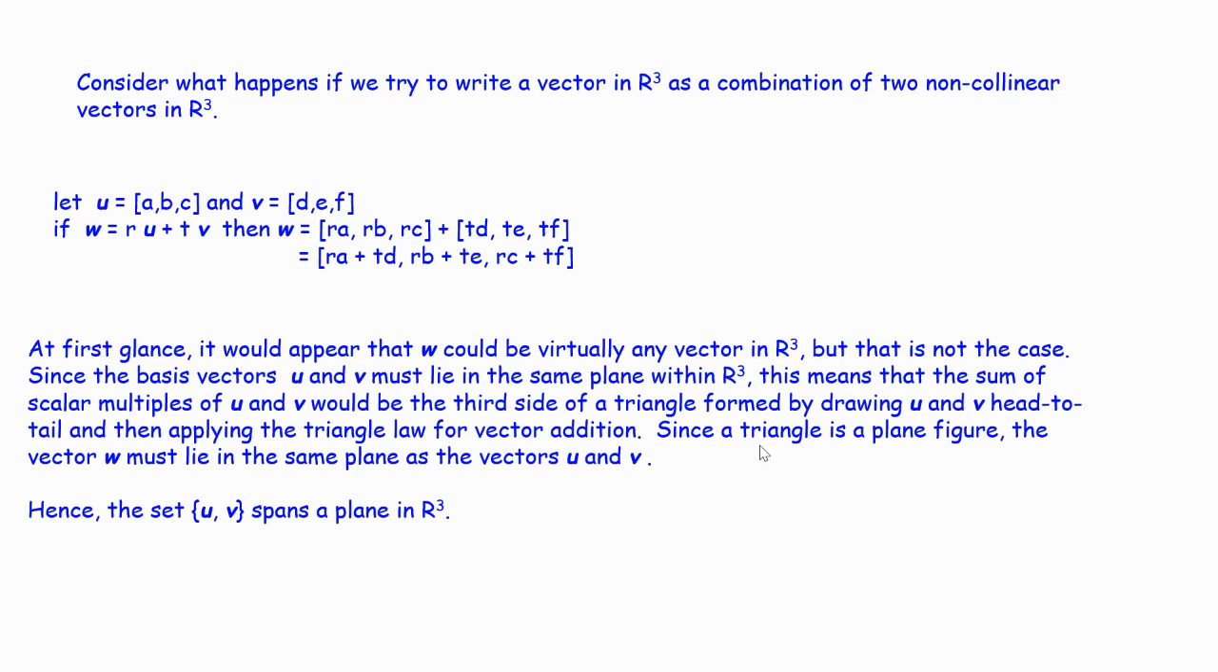Hopefully this doesn't sound like Greek to you. Hence, the set of U, V spans a plane in R cubed. I cannot span all of R cubed. I can span a plane in R cubed, but I cannot span all of R cubed in its three-dimensional glory. I can only span a plane if I have only two vectors, okay?